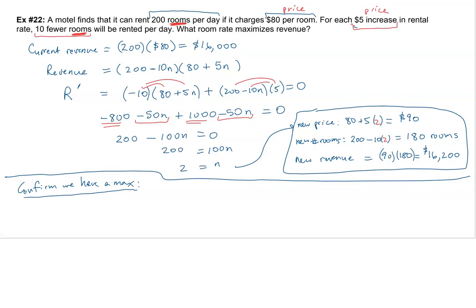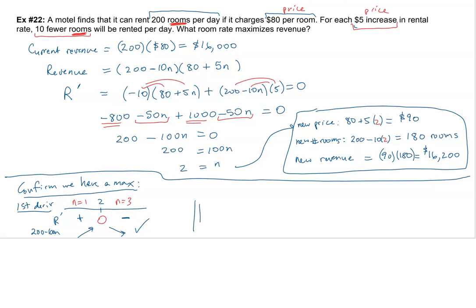So using the first derivative, we could do a sign chart on either side of n equals 2, and we're looking at r prime. We know that at 2, the derivative is 0, and if we plug in, say, n equals 1 and n equals 3 into our revenue function, the 200 minus 100n, I can see that when n is 1, we get a positive result, and when n is 3, 200 minus 300 would be a negative result. So the revenue itself is going up and then down. We have a maximum at n equals 2.